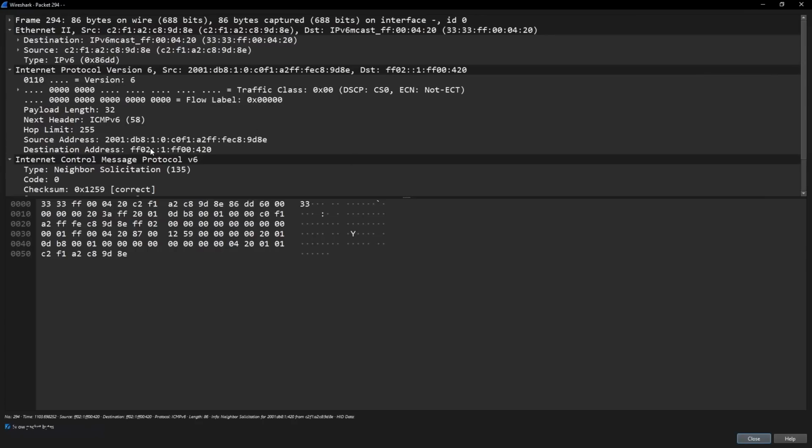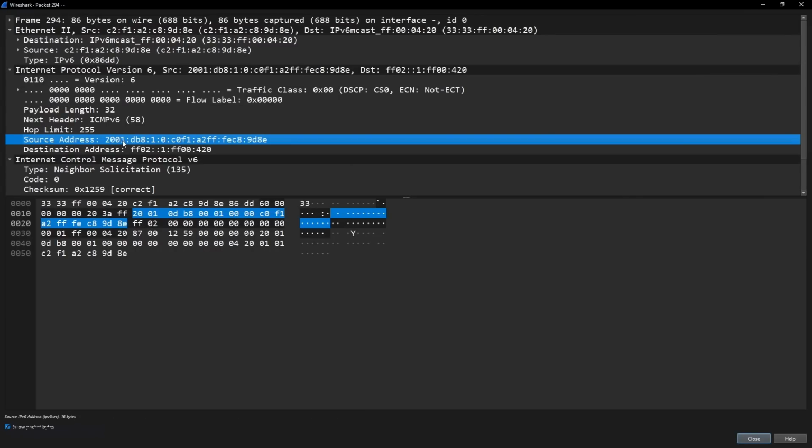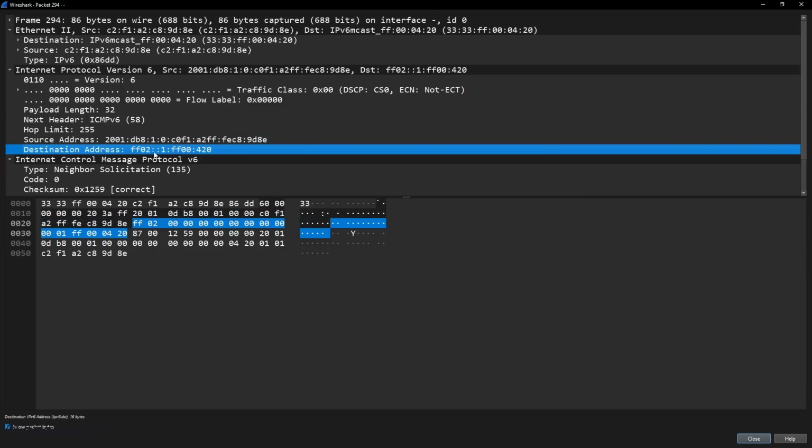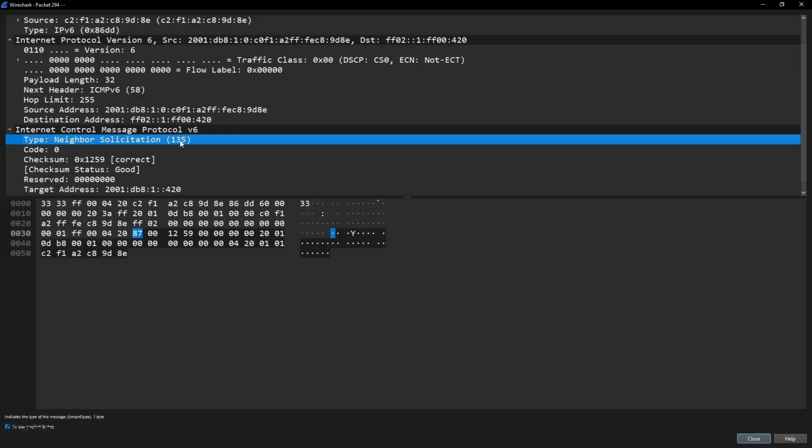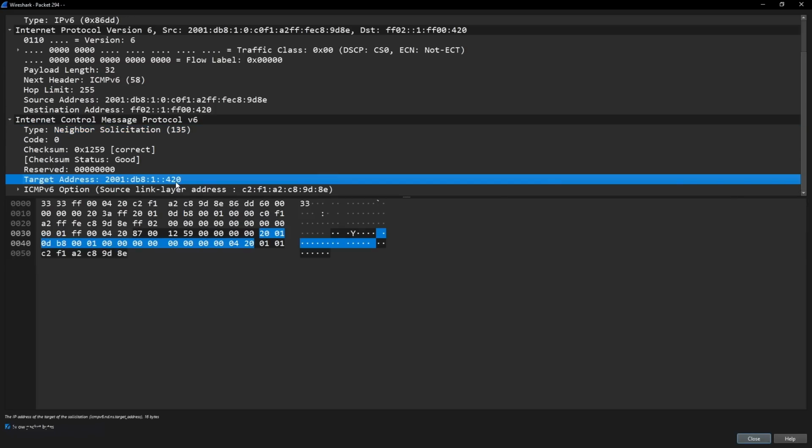So here's the neighbor solicitation I sent out. I am 2001:DB8:10, and so on. And I'm sending it to what's called a node solicited multicast address. So I've coded some bits of the address I'm looking for into this multicast address. And I say I'm doing a neighbor solicitation and here's my target address.